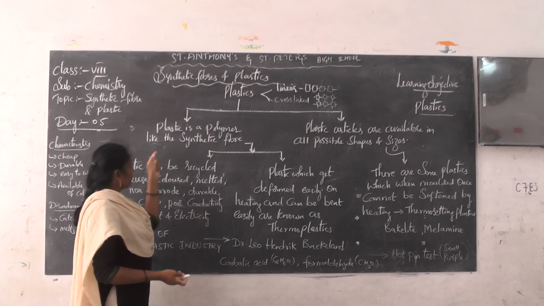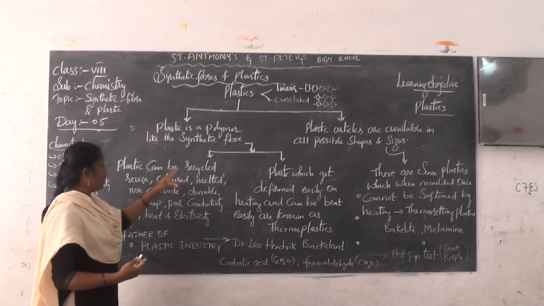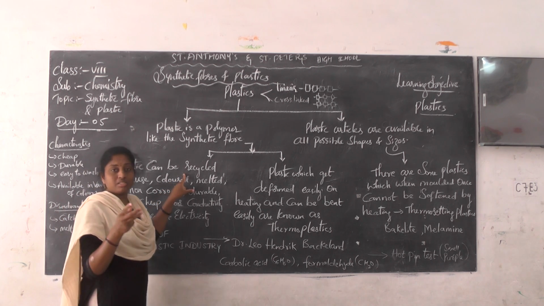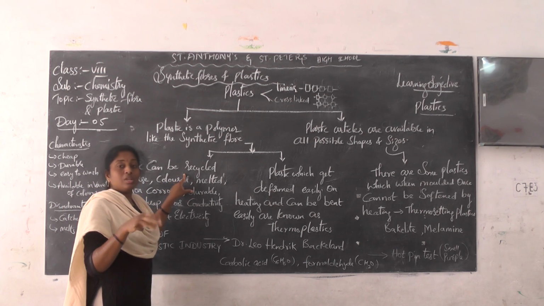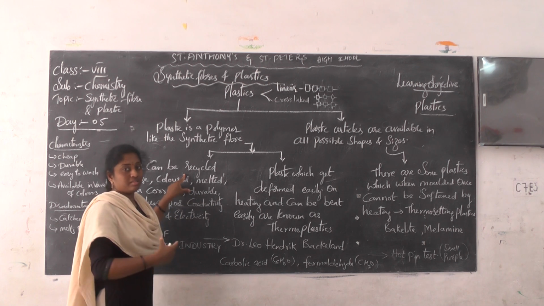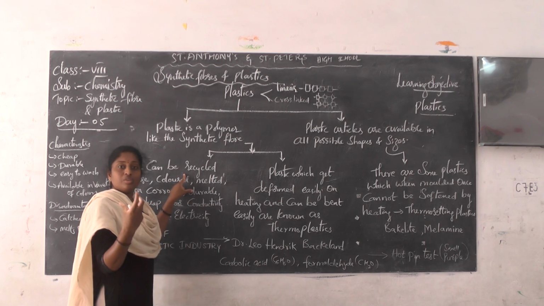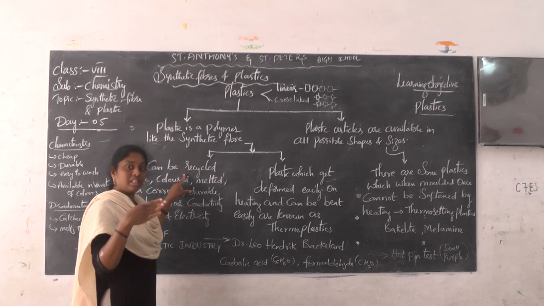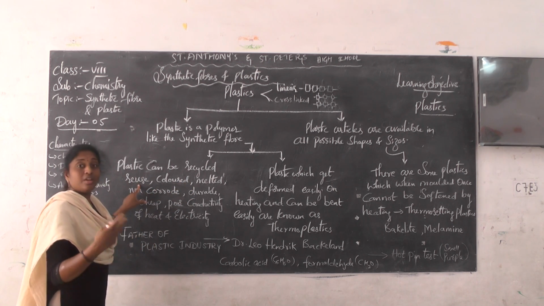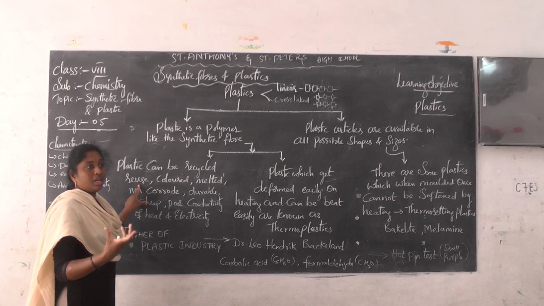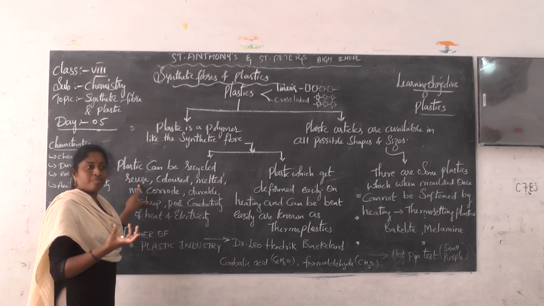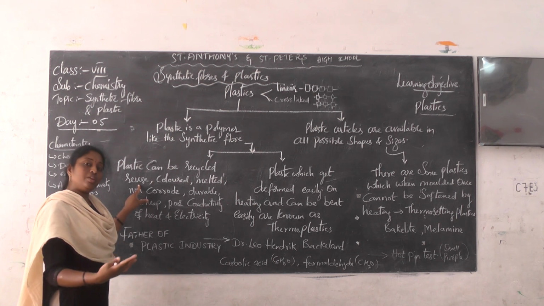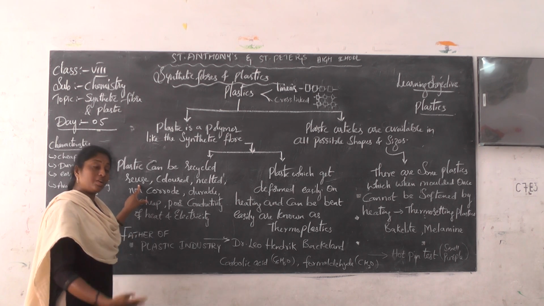Now next one, plastics can be recycled. Whenever you are throwing away plastics, there you have codes. The code section we are going to learn in the next topic. You can see different types of codes and you are able to recycle the plastic. Next, reuse. If you have any plastic container, repeatedly you can use it a number of times. That is called reuse.